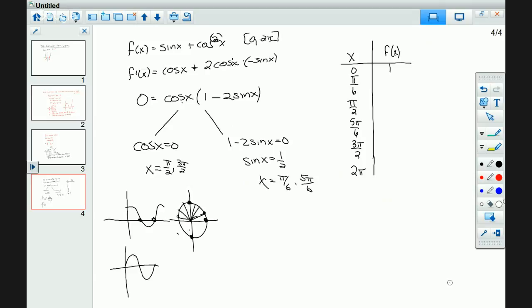All right, it gets a little messier. Pi over 6. What's sine of pi over 6? 1/2. Cosine is root 3 over 2. You have to square. It actually gets roots and you get a fraction. So 3 squared, 3, and this is 4, plus 1/2.